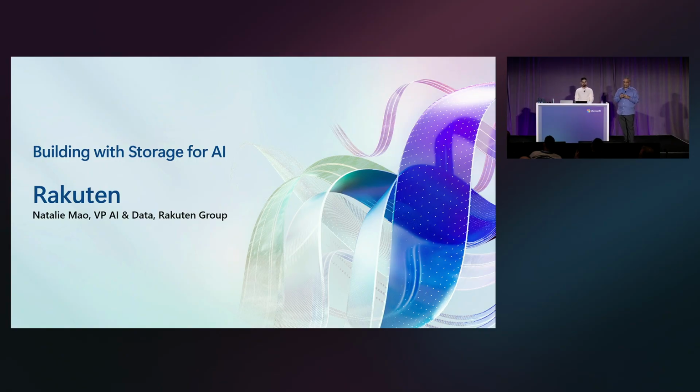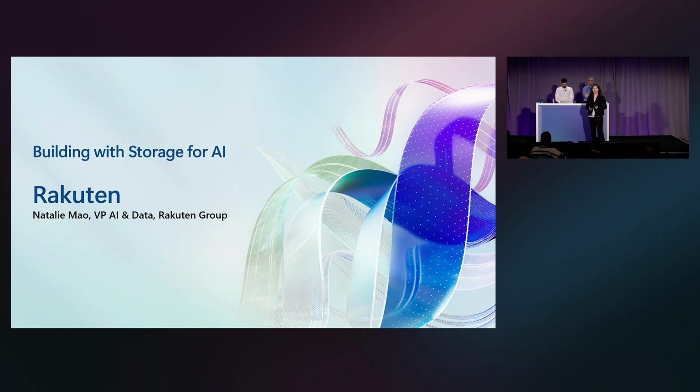And we're very pleased to have here Natalie Mao, who's a VP of AI and Data at the Rakuten Group. They have been leveraging our system to do their AI transformation. So Natalie, I'd love to have you come up and talk about your experience with us. Thank you. Thank you, Vamshi. Thank you for having me here.